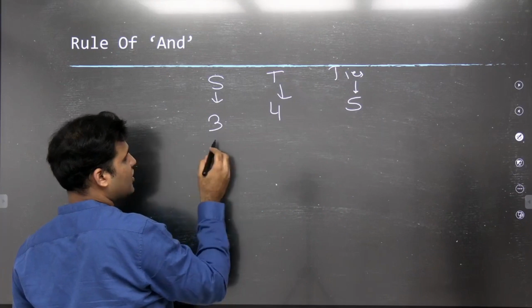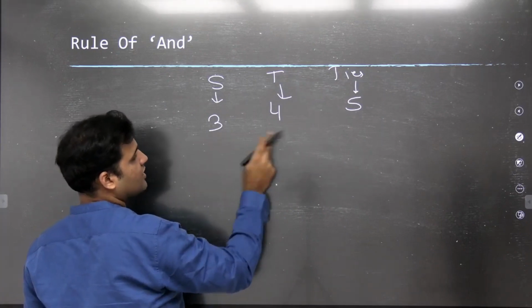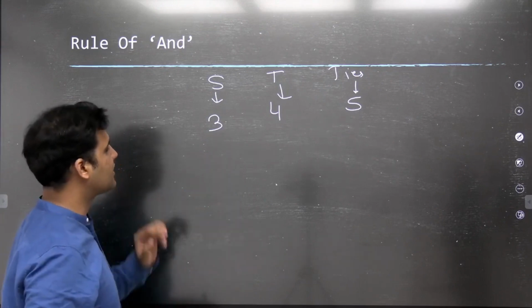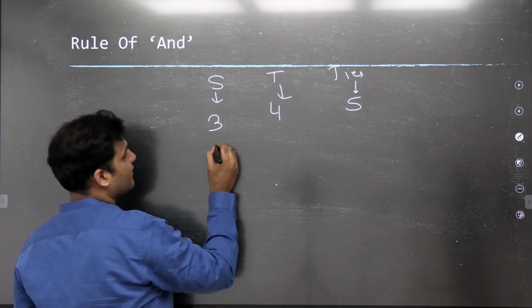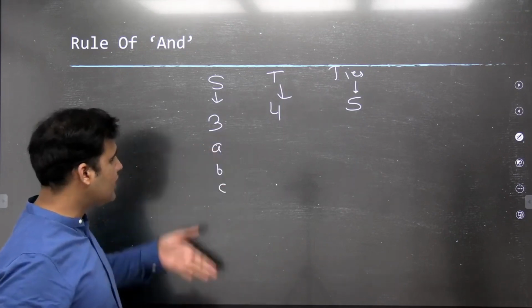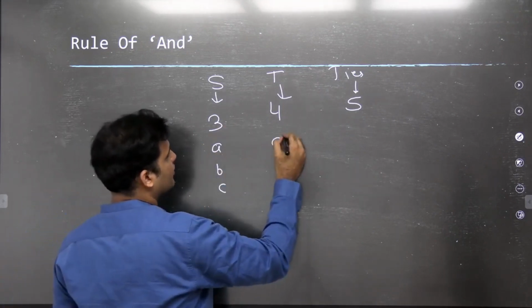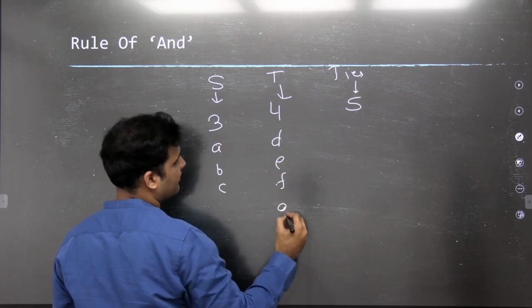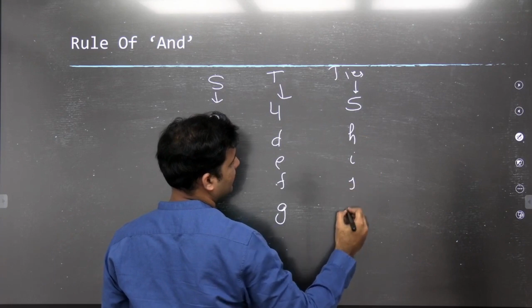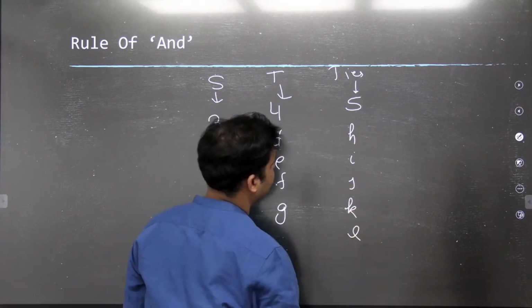See, whatever type of shirts you have, right? I kept one shirt and one trouser. Let's understand: I'm writing numbers for the shirts, not colors. Let's name the shirts A, B and C. Let's name the trousers also D, E, F and G. Let's name the ties also H, I, J, K and L.